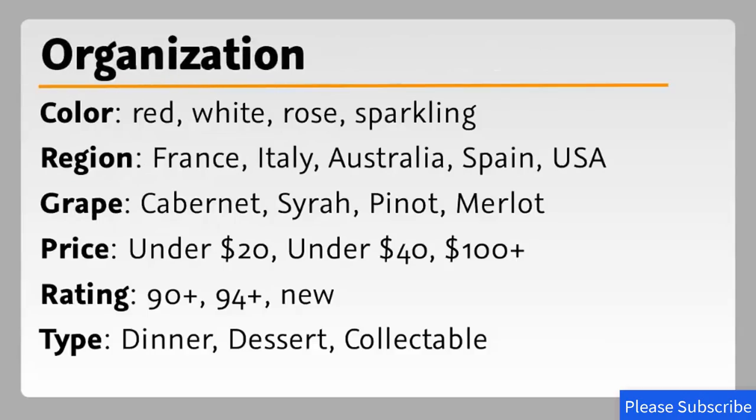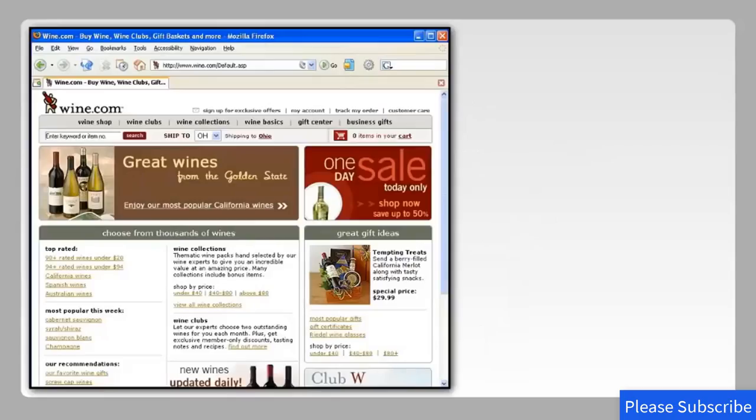Here's a simple example. When we just look at the amount of ways that you can organize something as complex as wine, you can organize wine by color, by region, the type of grape, the price, the rating, what kind of wine it is. If you've ever gone into a wine store, I'm always fascinated by the ways they organize it, group it, present it. And so that's why I really like looking at a site like wine.com, because they don't just present it one way, they organize it many different ways.